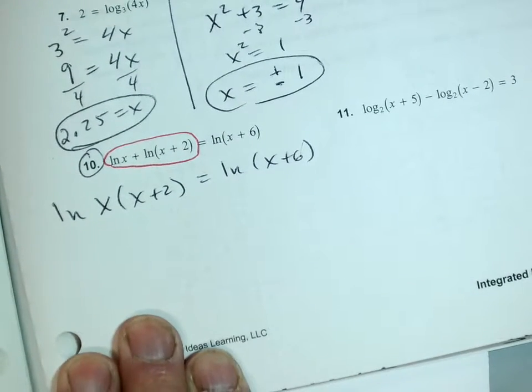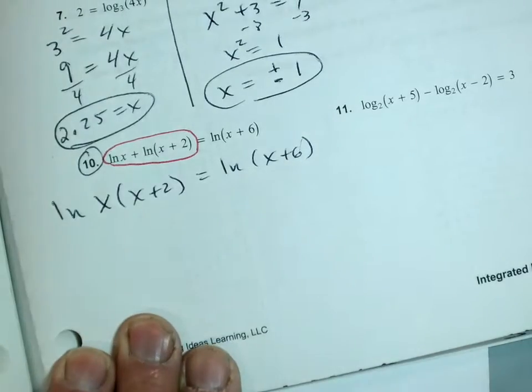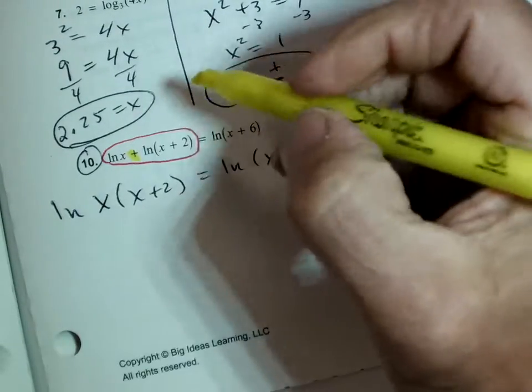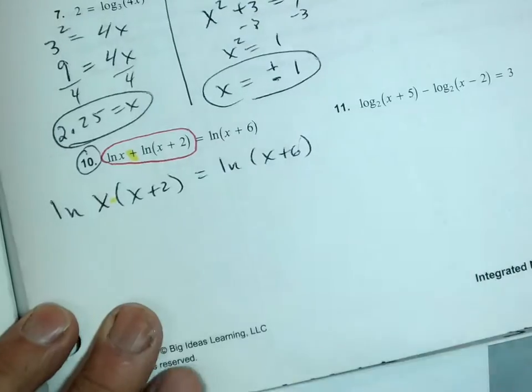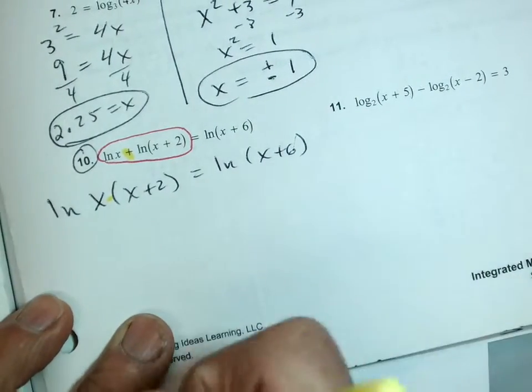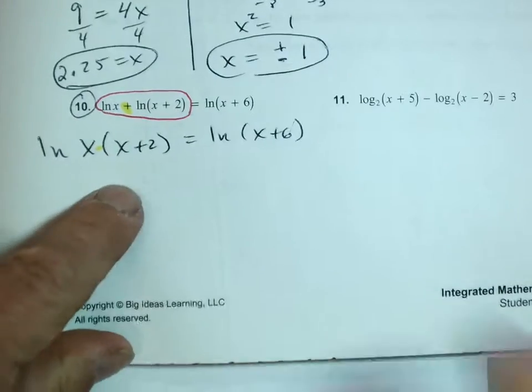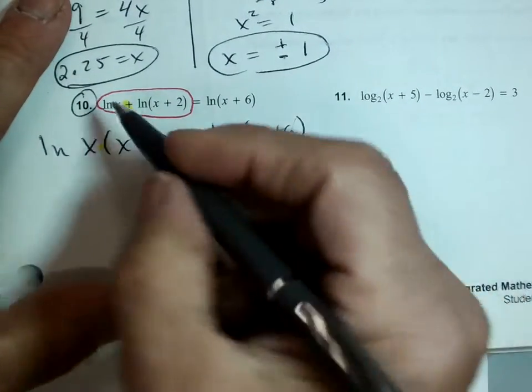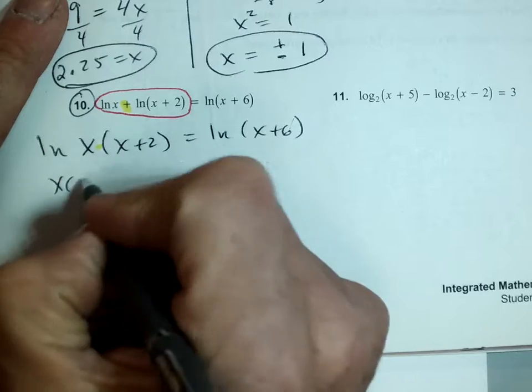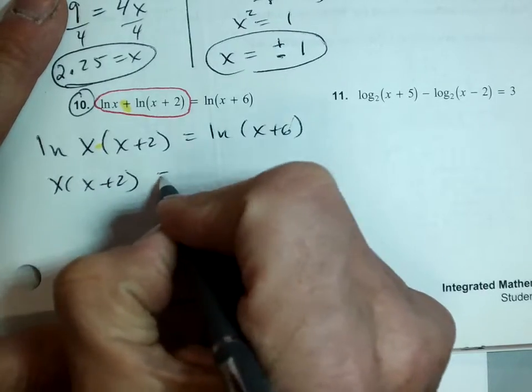So if I highlight that, here's my plus sign, but I brought it together as times. Okay, we learned that yesterday, so it's one of our rules. Now I've got natural log of this, natural log of this. Well, what's here has to be equal to there, so the natural logs we can just get rid of and say, okay, what is x times x plus 2 equals x plus 6.